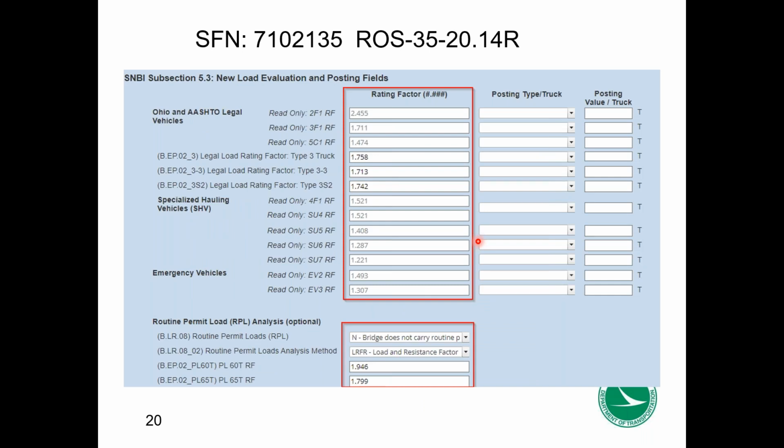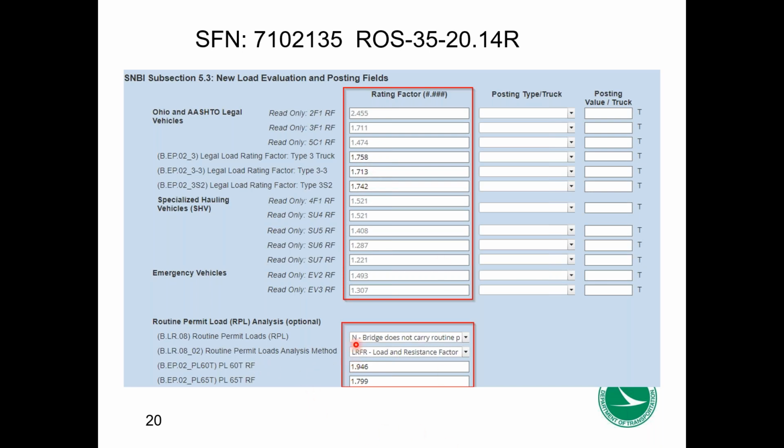This is something new. This is the SNBI temporary transition form. I will show you in AssetWise where this form is located and how to code this one. When you start coding this form, some of the values are grayed out. Those are actually values we have previously coded on the Ohio inventory form, so they will be grayed out. Only for the new trucks, like type 3, 3-3, and 3S2, there are going to be blank fields, and you will be coding the rating factor for the new trucks.